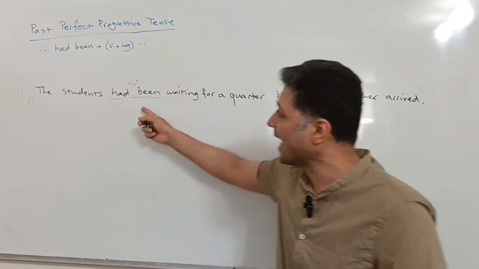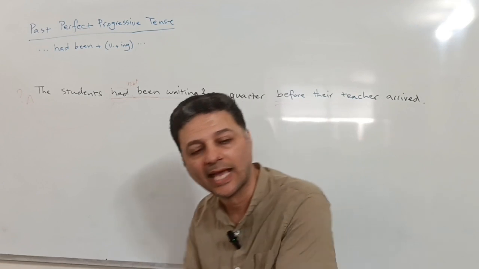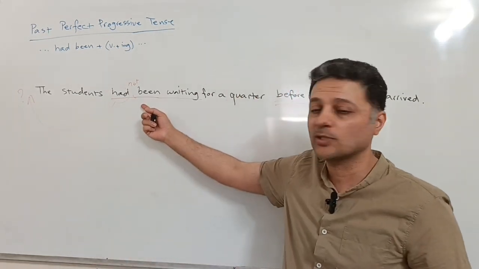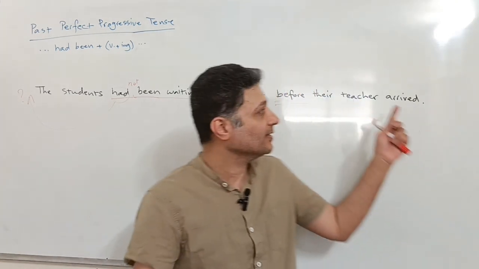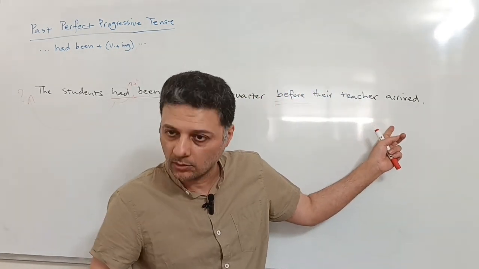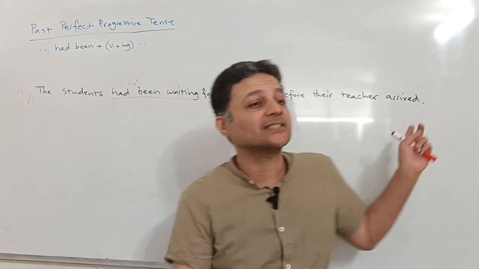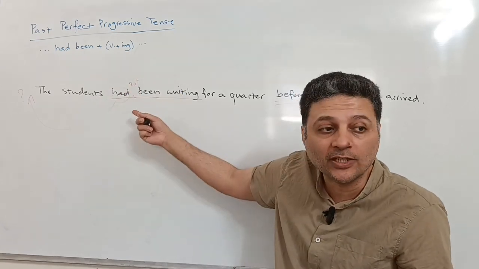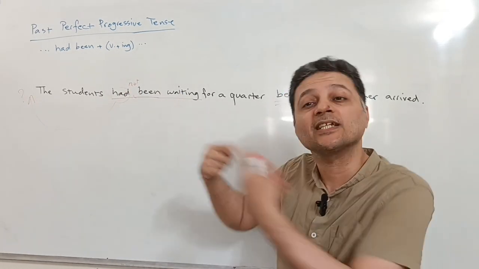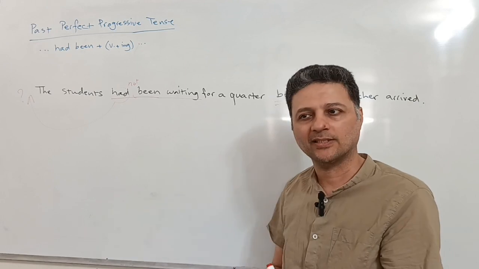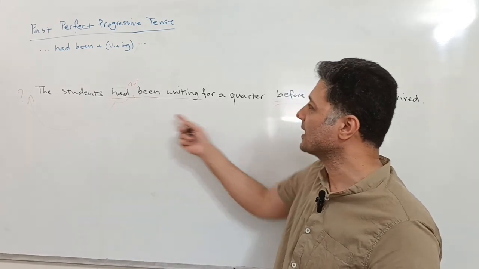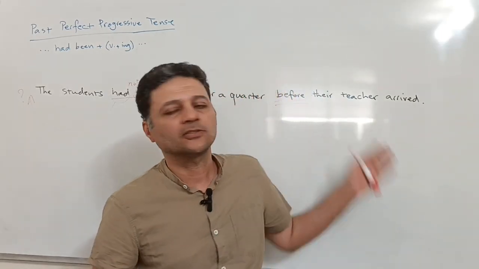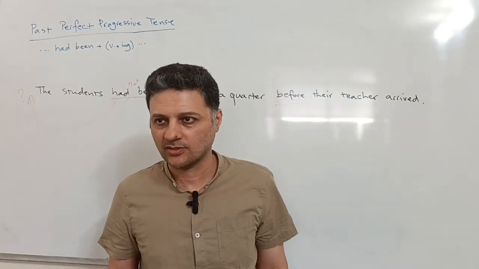So the students had been waiting. This waiting happened earlier than the next one, all right? The students waiting happened earlier than the teacher's arrival, okay? So that's the first action, that's the second action. The first action had been completed in the past, so past perfect, up to here. But it was continuous waiting, so had been waiting, all right? So the students had been waiting for a quarter, for 15 minutes for their teacher before the teacher arrived or came to the class, okay?